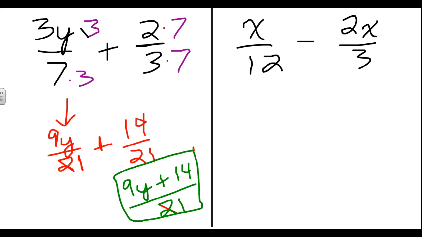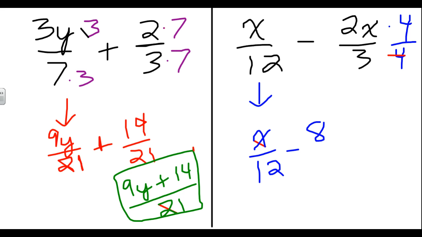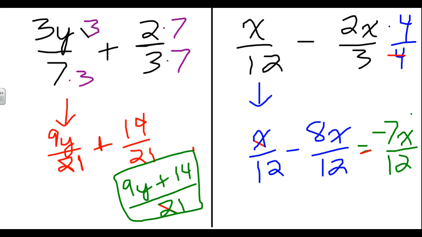And then finally, our last one. In the right-hand fraction, x over 12 is what it is, because 12 is going to be that least common denominator. On the right-hand side, we have to multiply by 4 over 4. And we get minus 8x over 12. x minus 8x, remember we can have negative coefficients with variables, so that becomes negative 7x, and all over 12. So negative 7x over 12 is our final answer there.